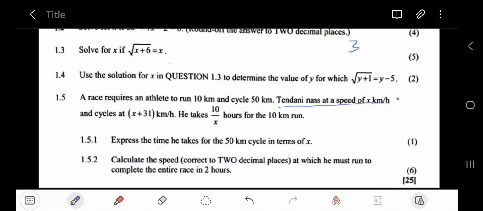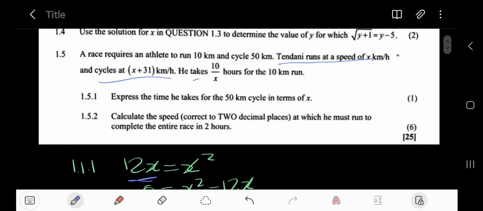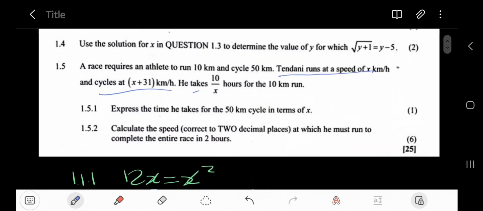So let me just continue reading. It says TENDANI runs at a speed of x kilometers per hour and cycles at x plus 31 kilometers per hour, and he takes 10 over x hours for the 10-kilometer run. So that's important. Now let's continue.